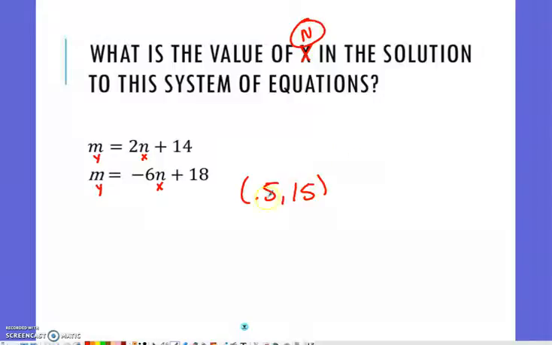Okay, so which one of these is the n? Because maybe it's multiple choice and they give you both of them. Well, look, n is where the x normally goes. So this would be x, and then the 15, that's the y value, is the m. That's y, right? So this is n, and this is m. So your n value is 0.5. Okay? Which is kind of tricky, I know, but you can get used to using different letters.